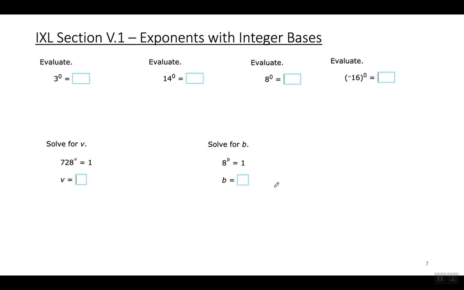Alright, so with that in mind, look how simple these questions are. 3 to the 0 power equals 1. 14 to the 0 power equals 1. 8 to the 0 power equals 1.